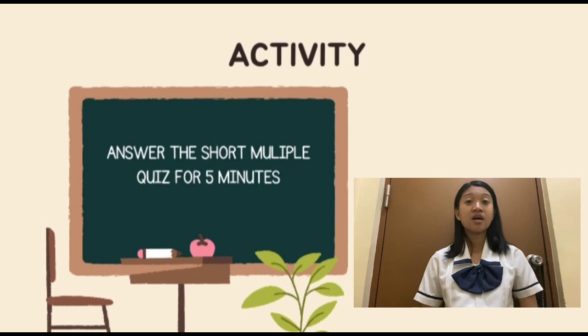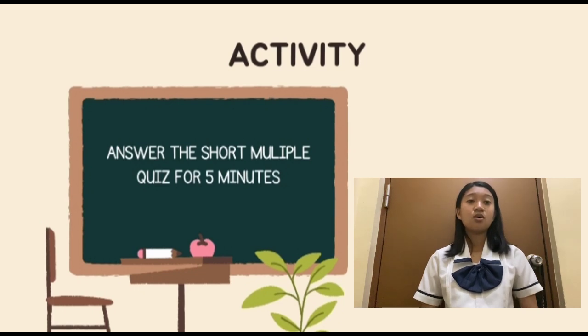Number 8, how can you avoid falling for fake news? Letter A, share any news that seems important. Letter B, check information against reliable sources before sharing. And letter C, trust all news on social media. Letter D, forward information received from unknown sources.